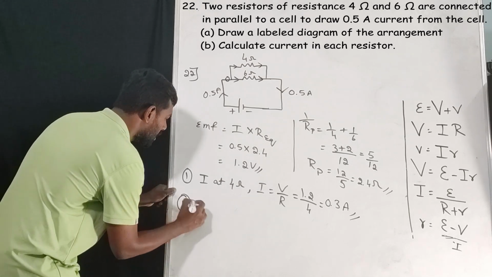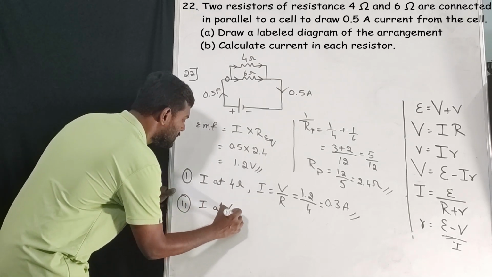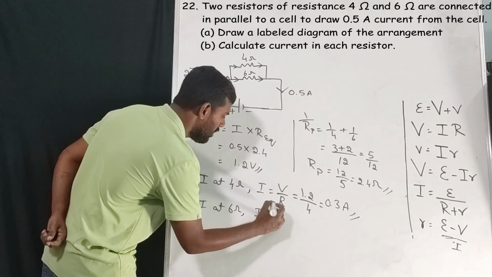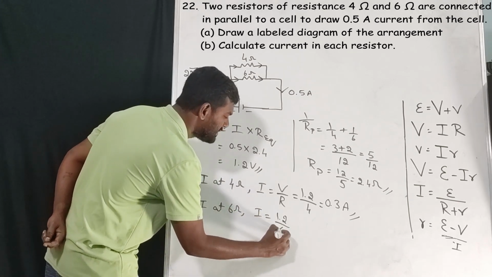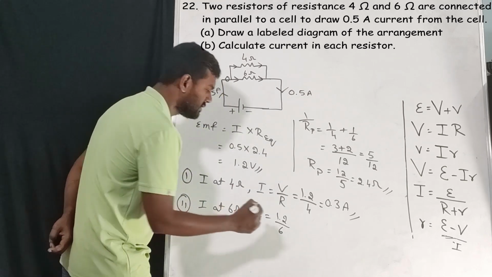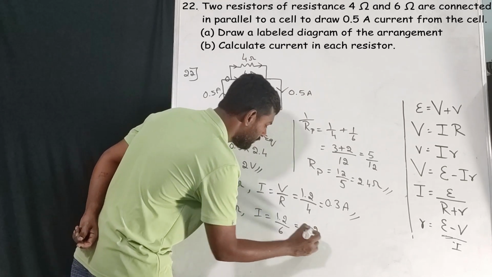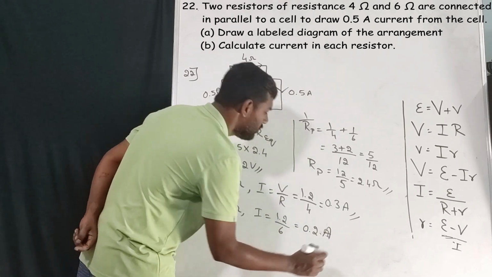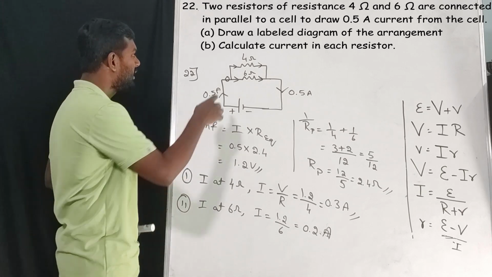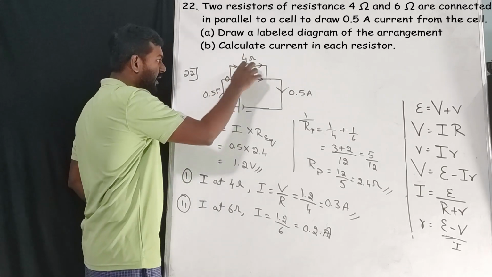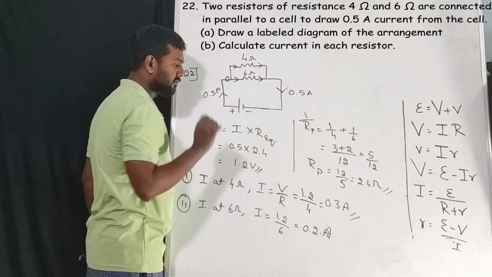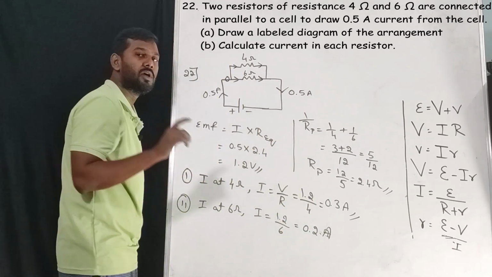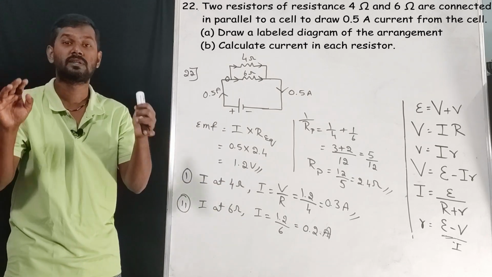Next, I at 6 ohm resistance. The same formula, V will be 1.2 only, R will be 6. So we have to change the value of resistance. So this will be 0.2 amperes. See, what did I tell? Once these two currents get divided, after they merge, we have to get the same value. So add these two, 0.3 and 0.2, we are getting the same value. That means whatever method we have followed is correct.